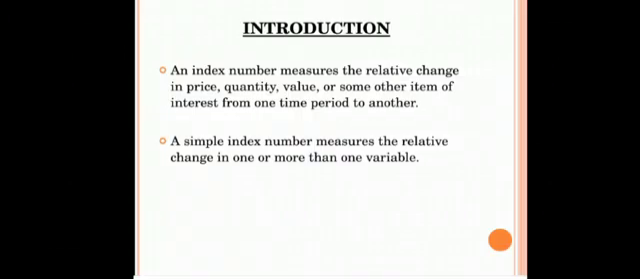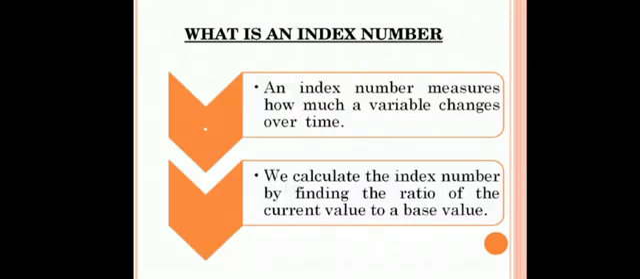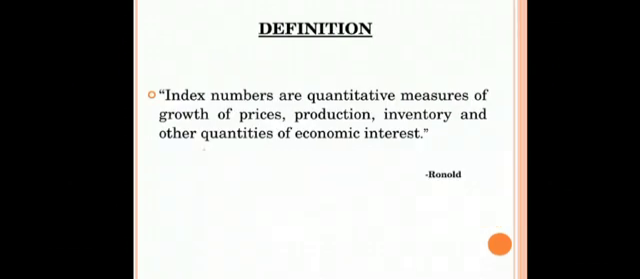An index number measures the relative change in the price, quantities, values, or some other item of interest from one time period to another. Simple index numbers measure the relative change in one or more variables. What is an index number? An index number measures how much a variable changes over time. We calculate the index number by finding the ratio of the current value to a base value.